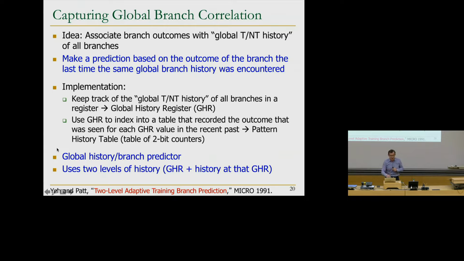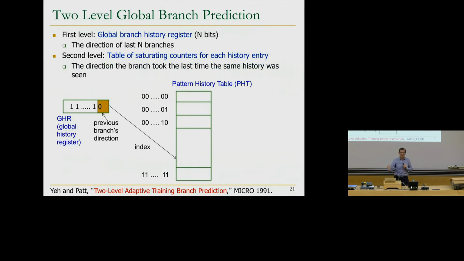Why is it 2-level? Because it uses 2 levels of history. You don't just look at the outcome of this branch last time. You look at the history in the global history register. Where did the past n branches go? And what was the outcome that I had for this branch based on that particular history the last time I saw it? Not necessarily the last time I saw it, but with some hysteresis, depending on how many bits of counters you have. And this is the example, basically.